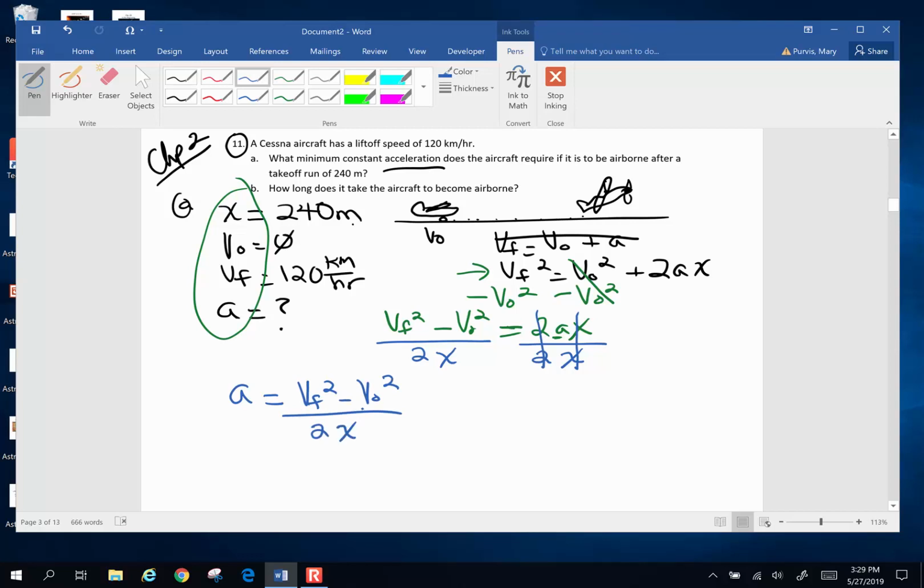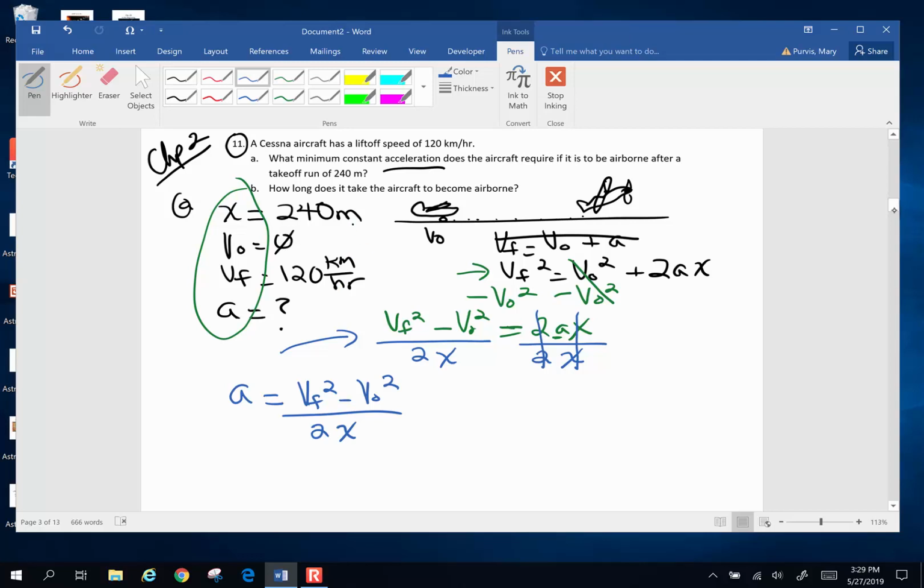Remember what I've said many times in the past, if we do algebra like this together and you are not algebra confident, it is not cheating to write down a rearrangement on your formula sheet. That's just considered smart. Okay. Now, before I can put the numbers in here, let's go back and see what I've got. I've got meters and I've got kilometers per hour. You cannot mix these two together.